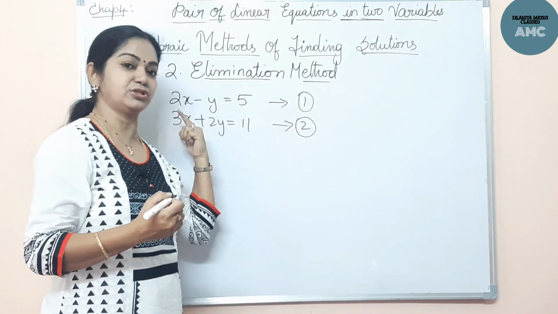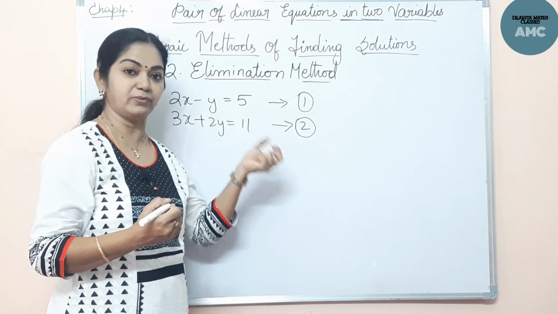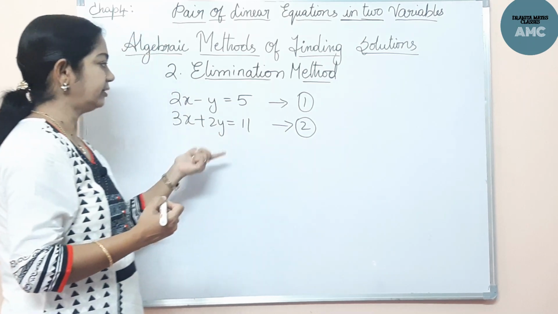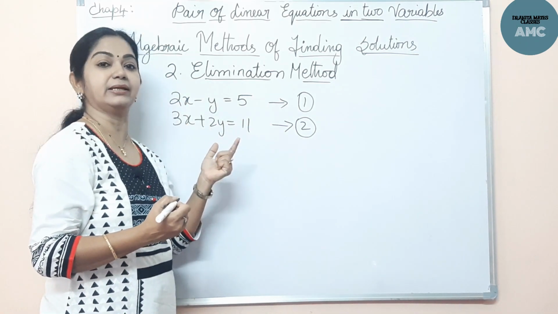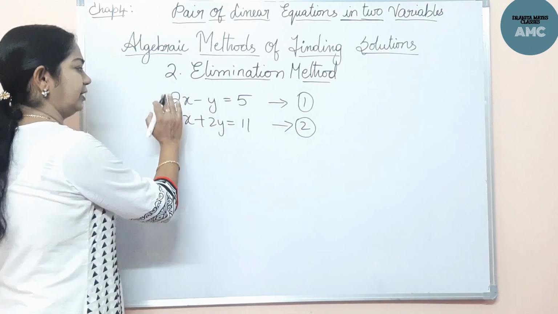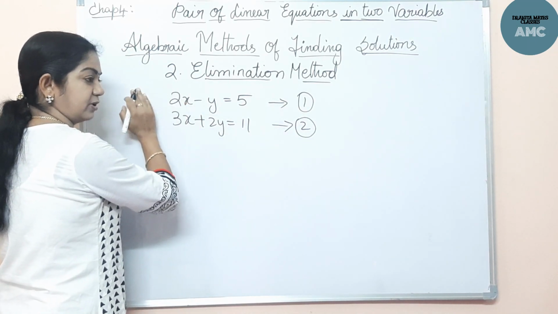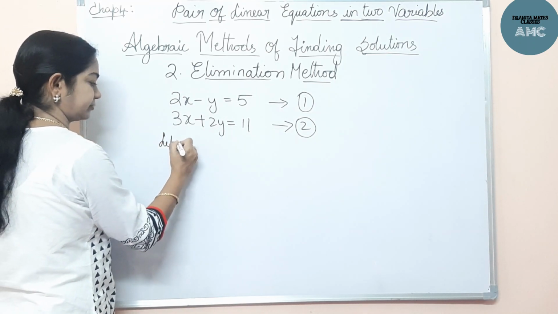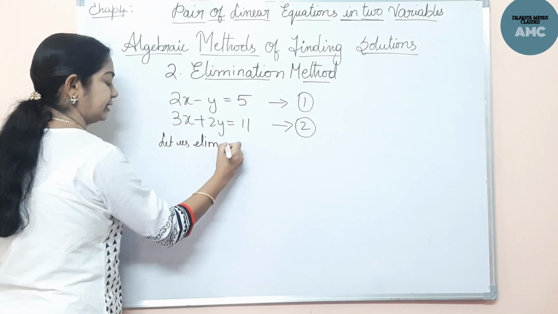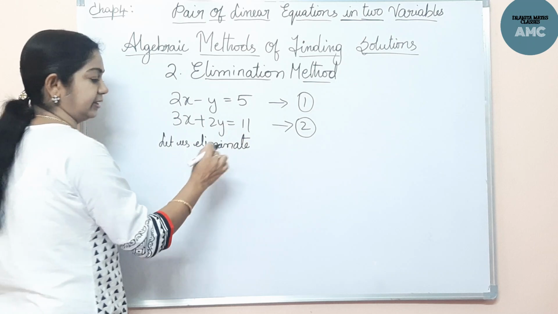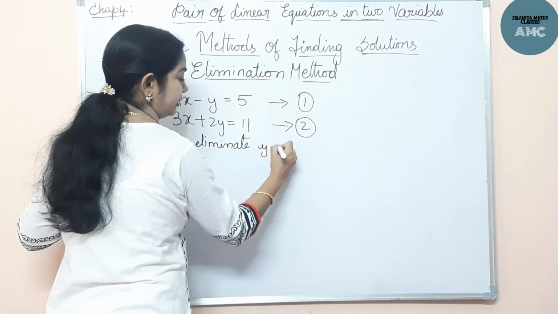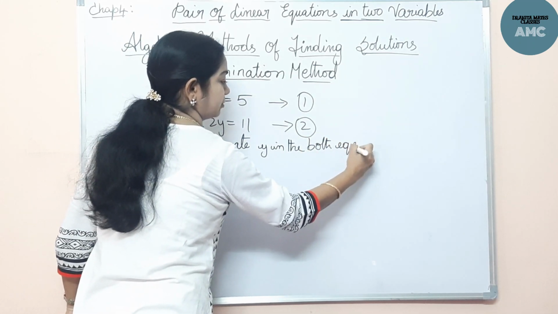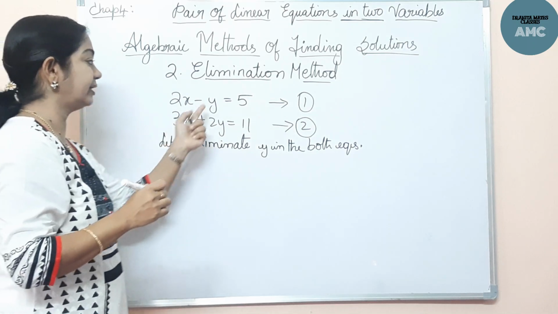What we did in the substitution, we have substituted the value of one variable into the equation, then we got the value of the other variable. Now here what we will be doing, we will be eliminating one variable. If you take x variable, you have to eliminate x, or you can take y and eliminate y. Now let us eliminate y in both the equations. Eliminate means removing completely.